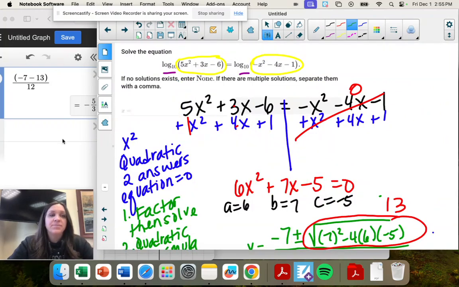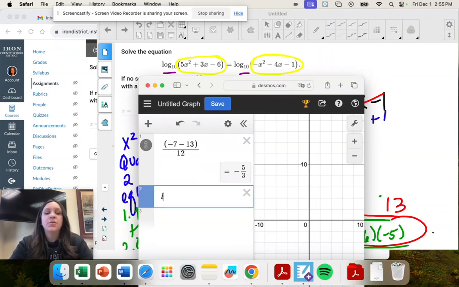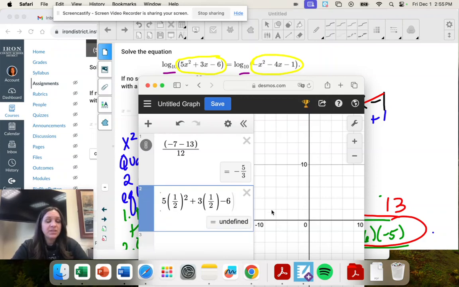So let's see. Let's start with 1/2. So if I have log, and everywhere there's an x, I'm going to put 1/2. So 5 times 1/2 squared plus 3 times 1/2 minus 6. See how that's undefined? It's creating a negative number in there that we can't have. So 1/2 is actually extraneous. Let's try negative 5/3.